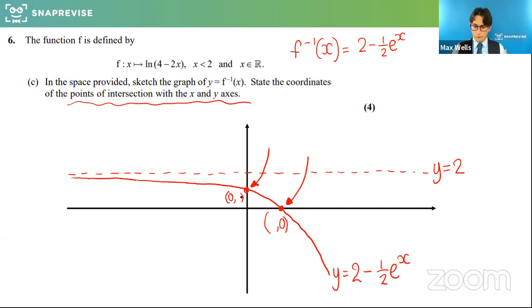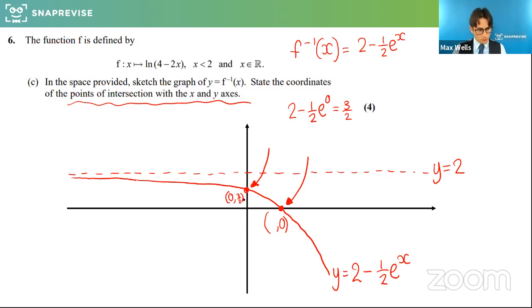So for the y-intercept, that happens when you sub x in as 0. So the y-intercept for this graph is going to be 2 minus a half e to the 0. Now remember, anything to the 0 is 1. So it's 2 minus a half times 1, which is 1.5, 3 over 2. So that is 3 over 2, or you could write 1.5. So what we've done is we've put x in as 0 to get the y-intercept, as we would normally.